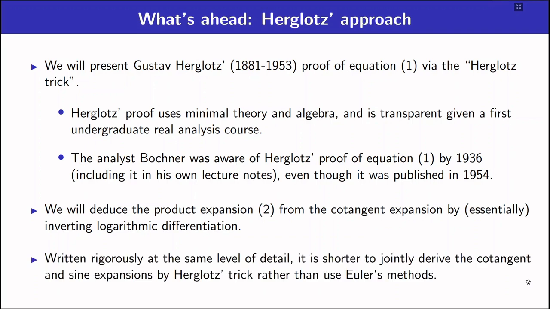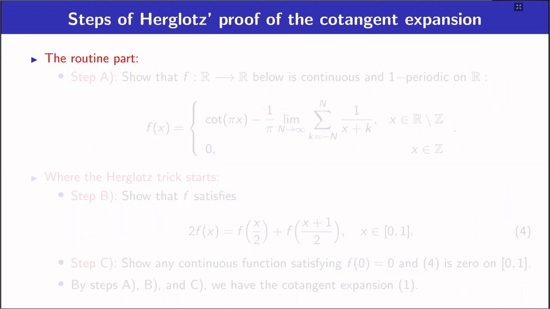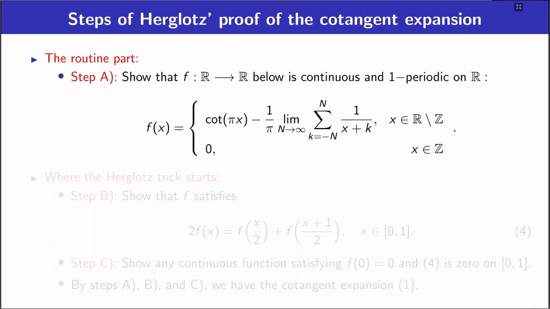Written rigorously at the same level of detail, Herglotz's proof is shorter than Euler's. So the broad steps of Herglotz's proof for the cotangent expansion are as follows.